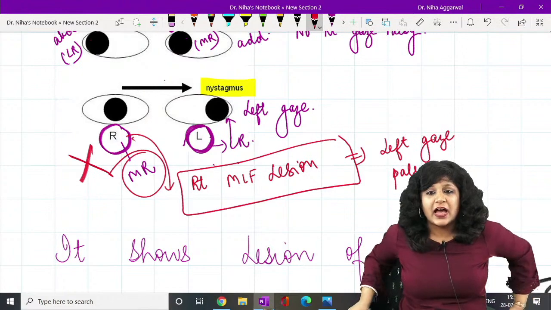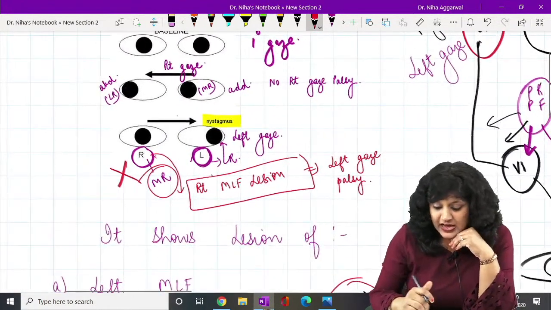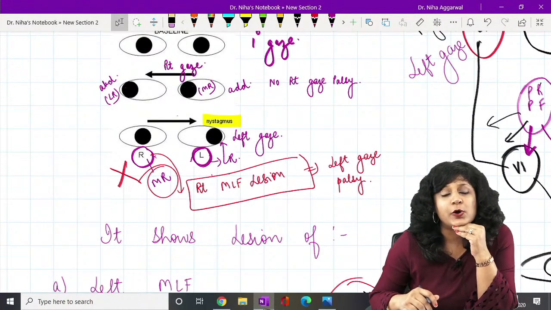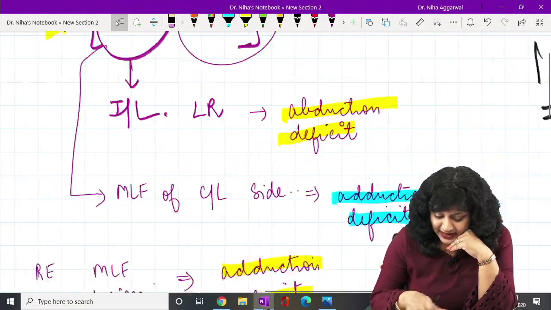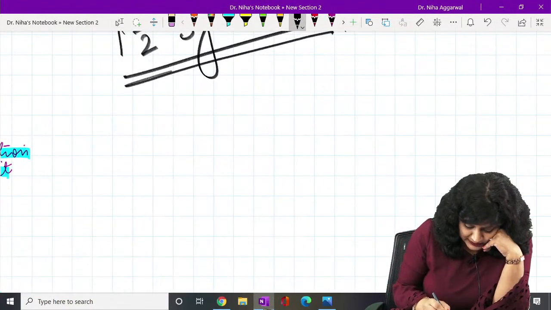Have you understood now? Please post your doubts. What are your doubts? How to find the yoke muscles, ma'am? How to find the yoke muscles? I think I have told you this. See, this is a very easy way of finding the yoke muscles.